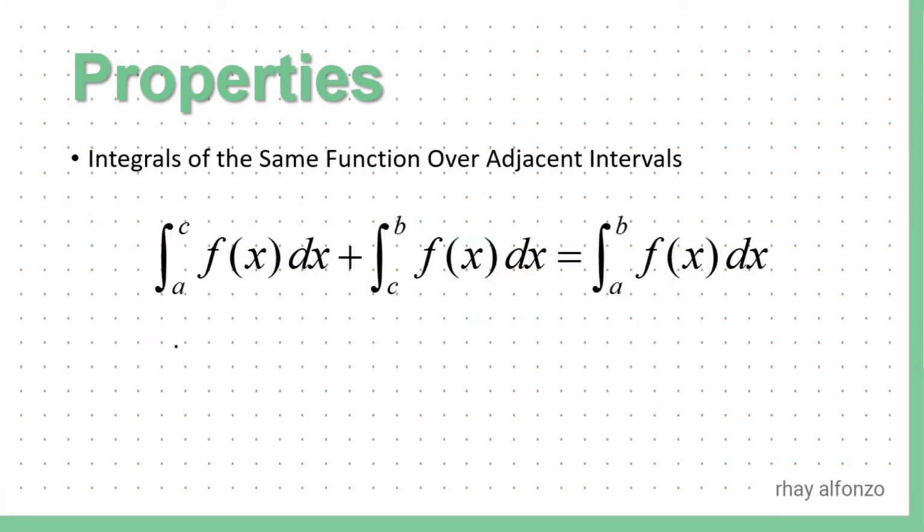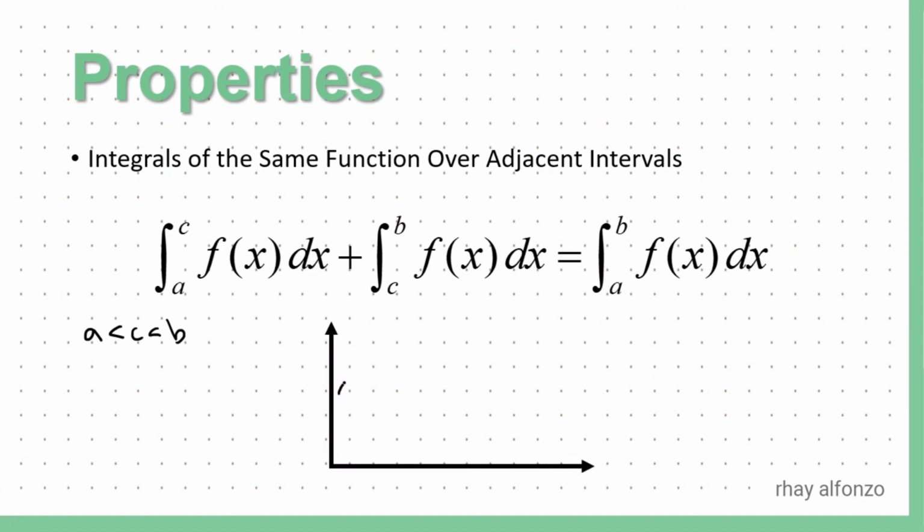Lastly, we have integrals of the same function over adjacent intervals. So symbolically, if we have the integral of a function f of x dx from a to c plus the integral of the same function f of x dx from c to b, that is just equal to the integral of f of x dx from a to b. So this is when a is less than c and c is less than b.